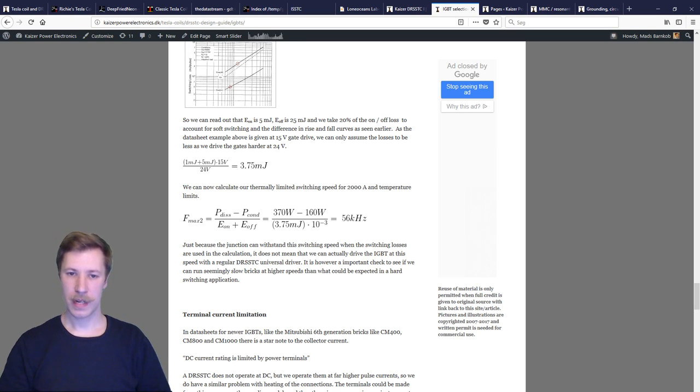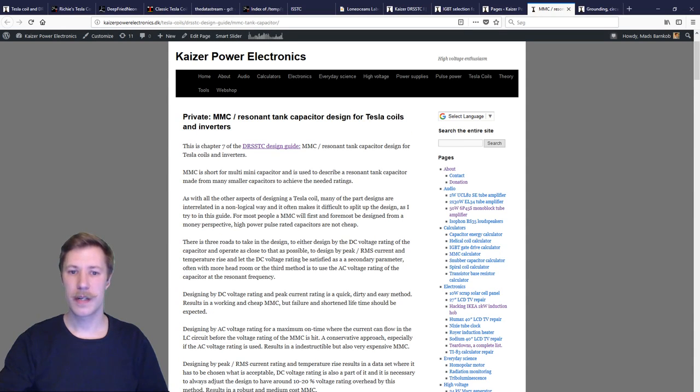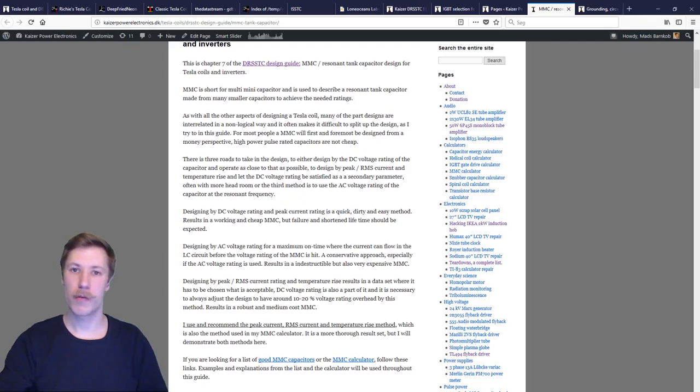Because now we have designed a safe operating topology or method for our IGBT bricks where we ensure that these will live. And from here we know that we have a peak current of 2 kiloamps, and we can take this on into the MMC designer. Now, I have not finished the chapter on the MMC design, but we can take a sneak peek here at the draft that I'm currently writing.